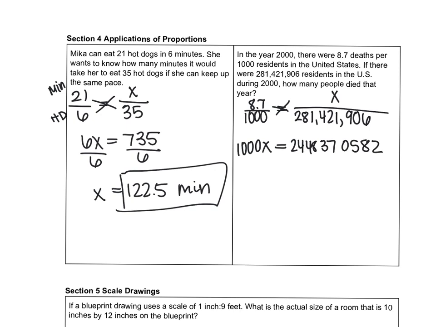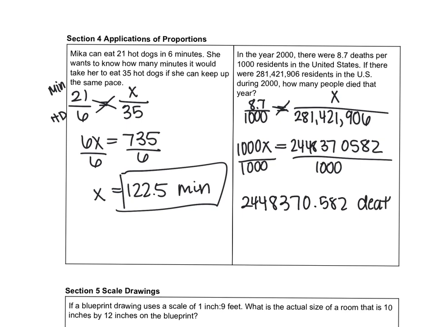and we get 2,448,370,582. Then we're going to divide by 1,000, and we get 2,448,370.582 deaths.